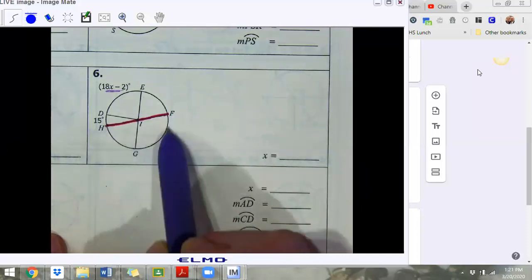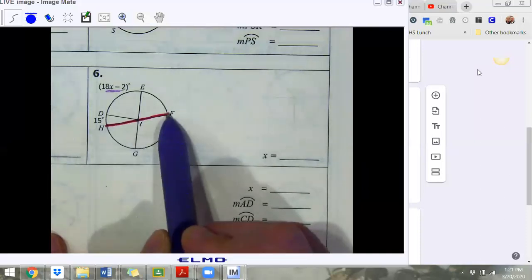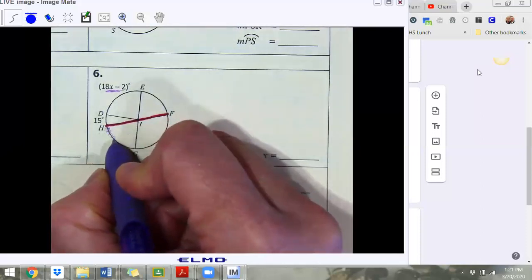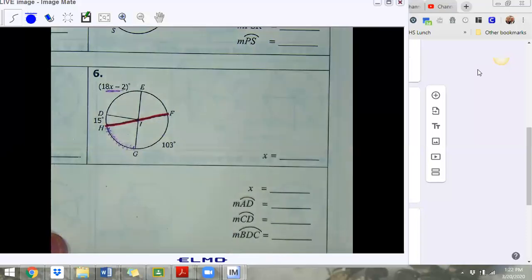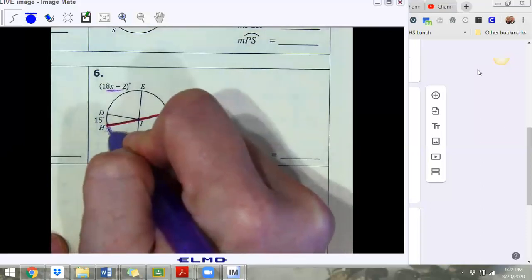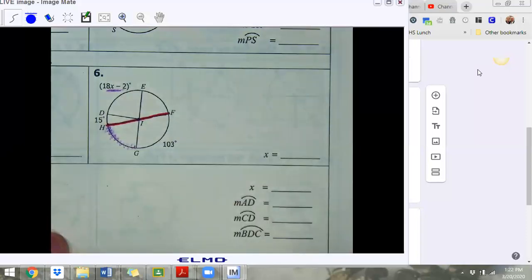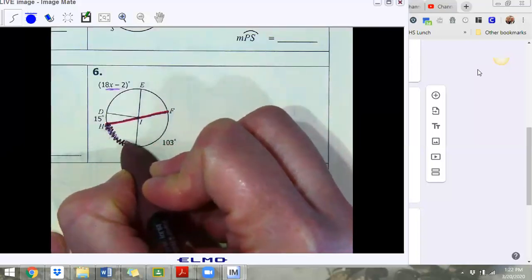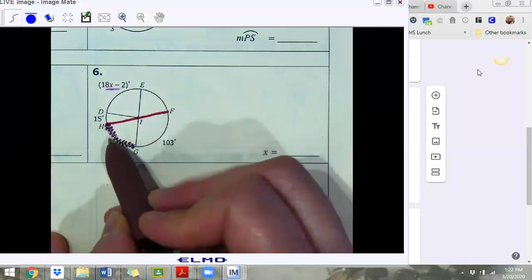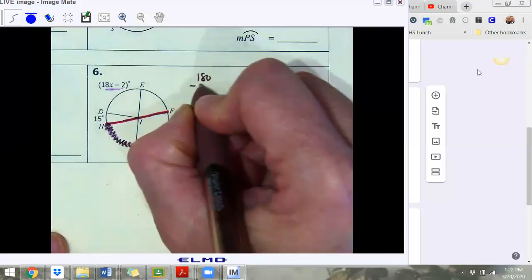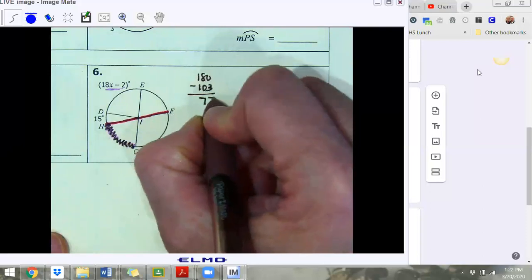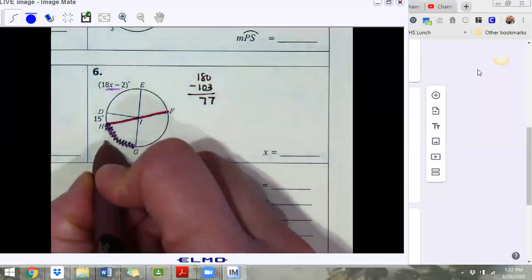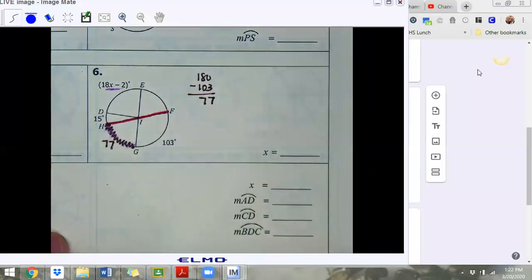Semicircle. A semicircle has to be 180 degrees. So how am I going to find out? Oh man, purple marker's pooping out on me. Dang it. Wouldn't you do 180 minus 103? Yep. So this is going to equal 180 minus the 103. 77. That means this arc is 77.